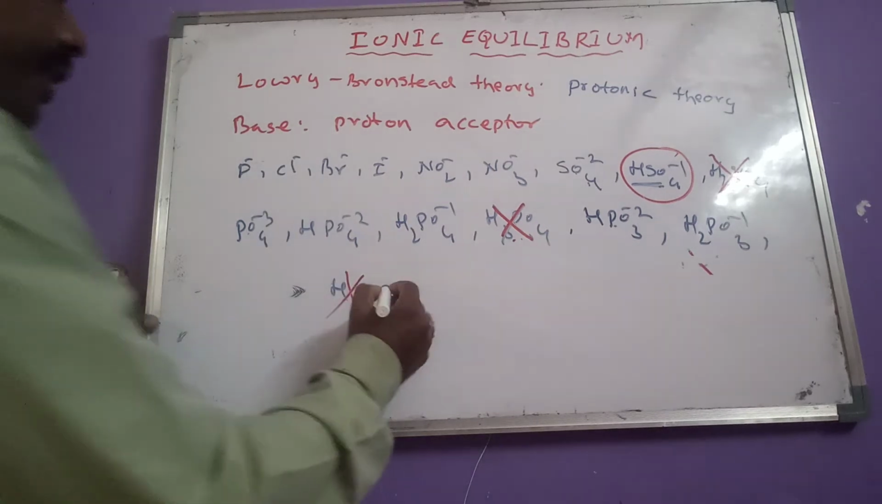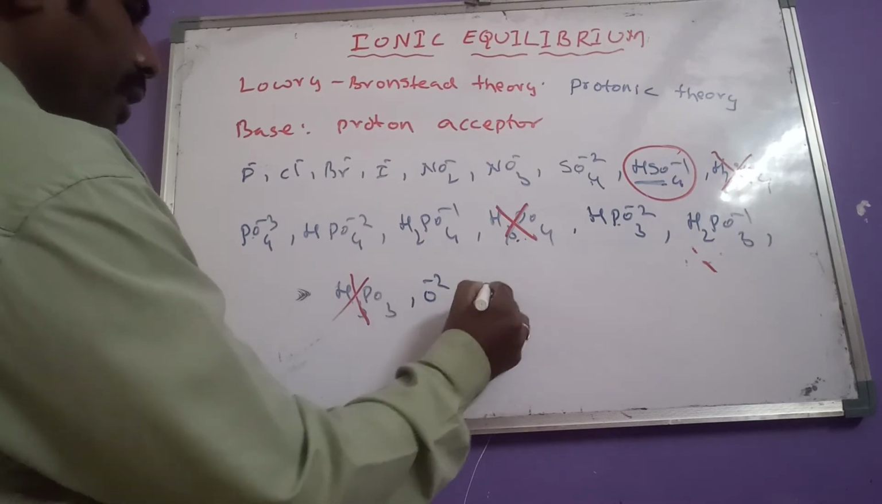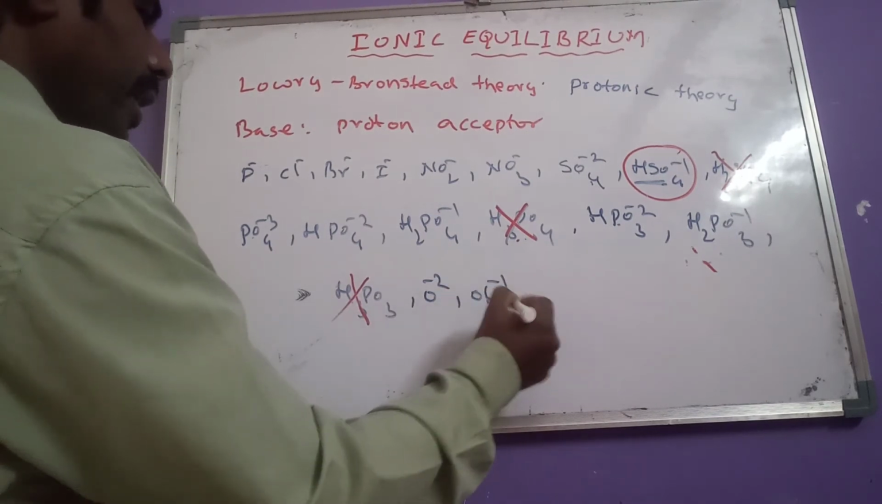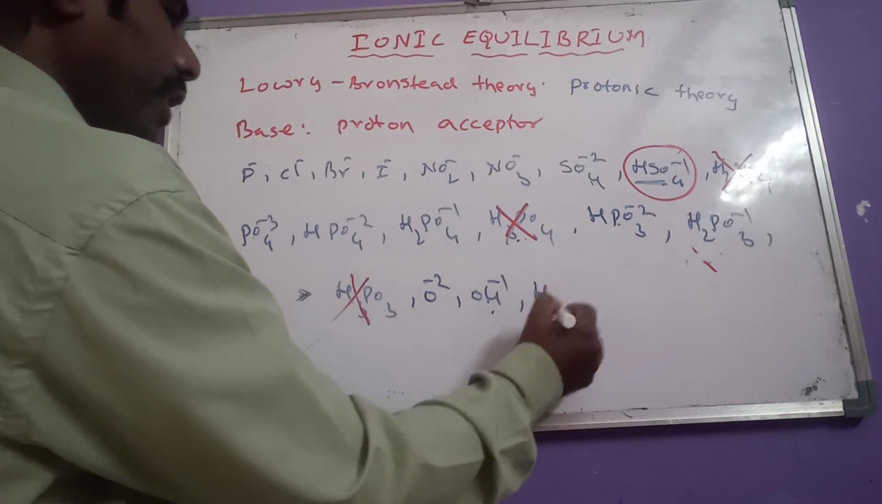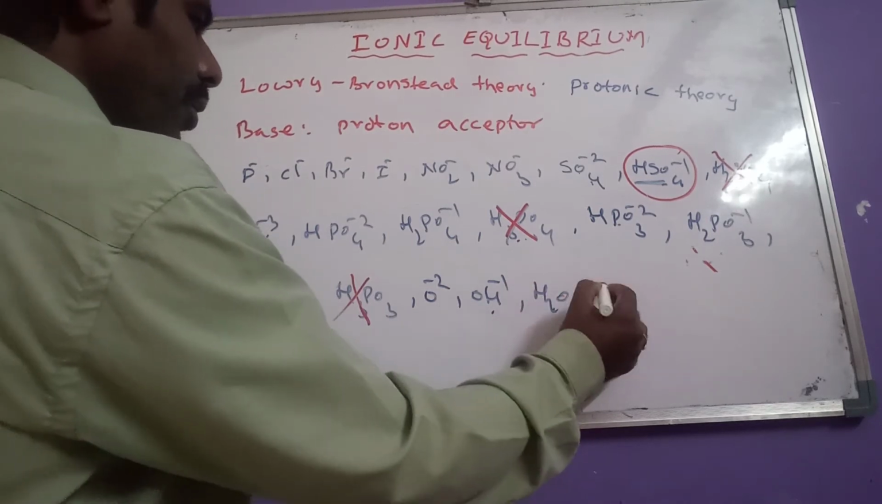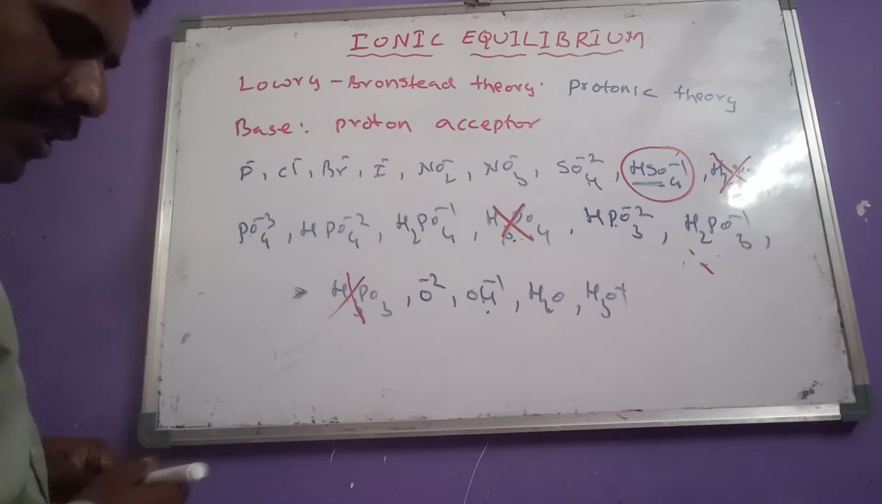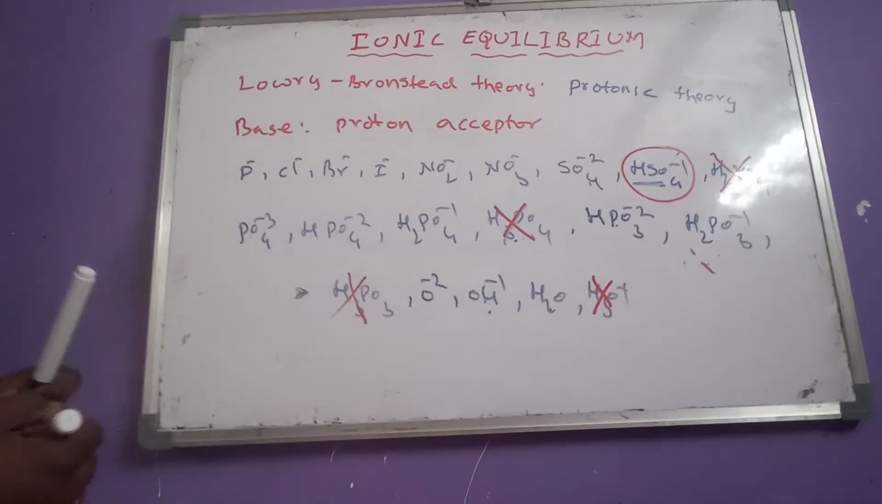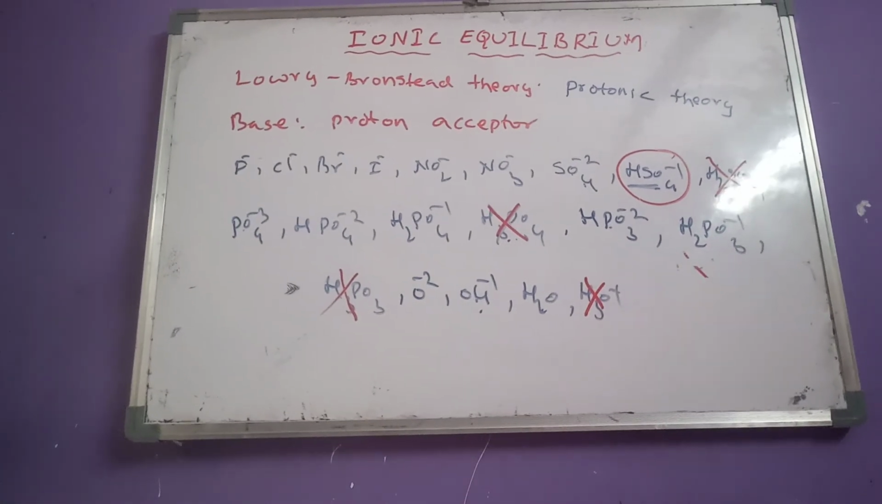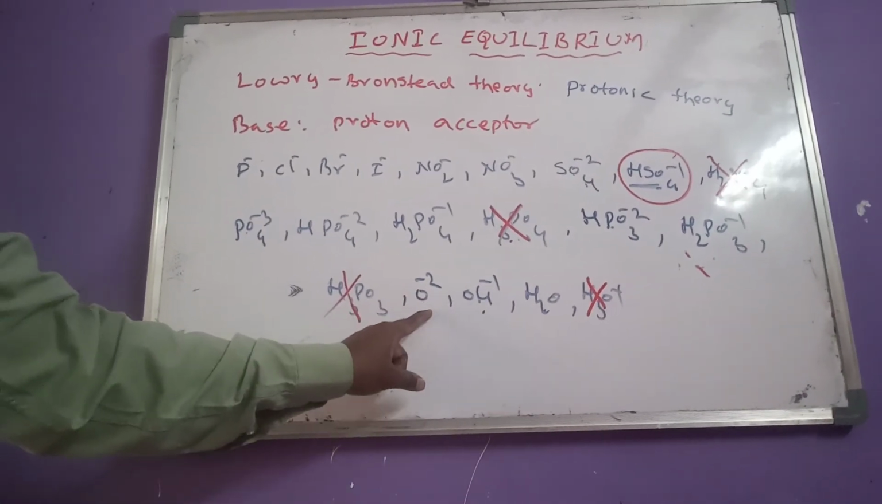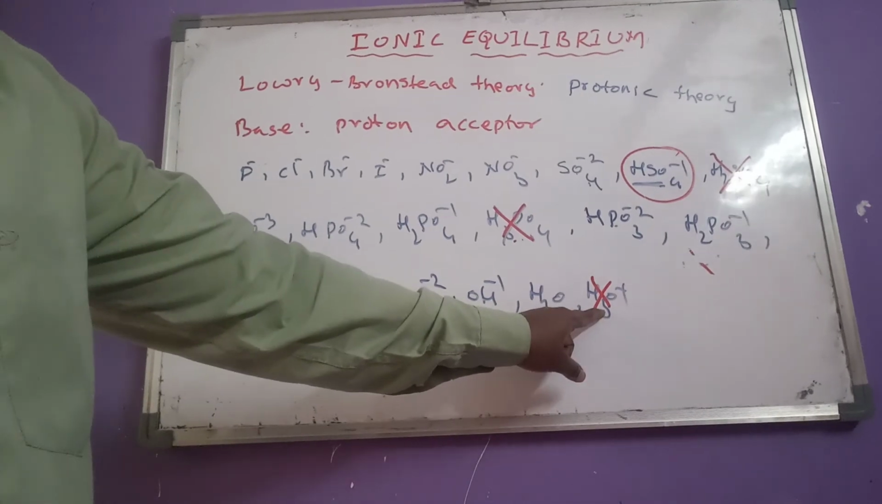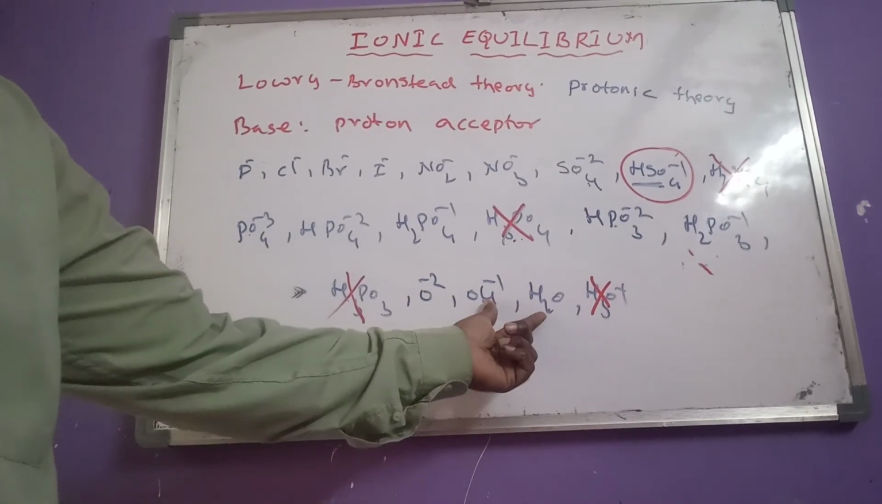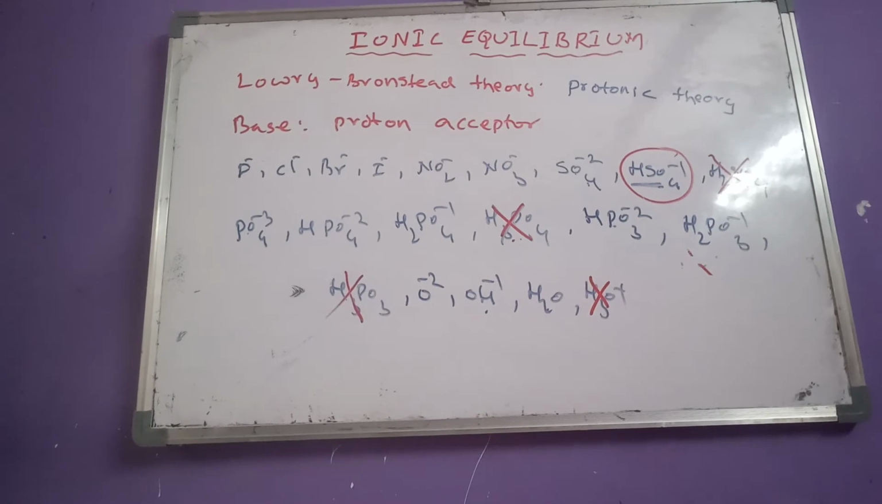And similarly here, O minus 2 accepts a proton to give OH minus, this also accepts a proton to give H2O, and this also accepts a proton to give H3O plus. But H3O plus can't act as a base because it couldn't accept a proton. So in this also, O minus 2 acts as a base only, H3O plus acts as an acid only, but these two act as both acid and base. That is called an amphoteric substance. Okay.